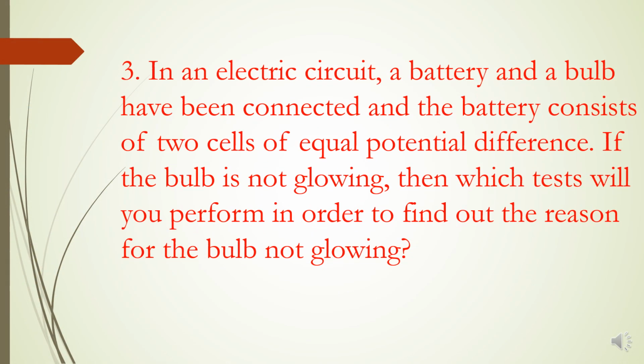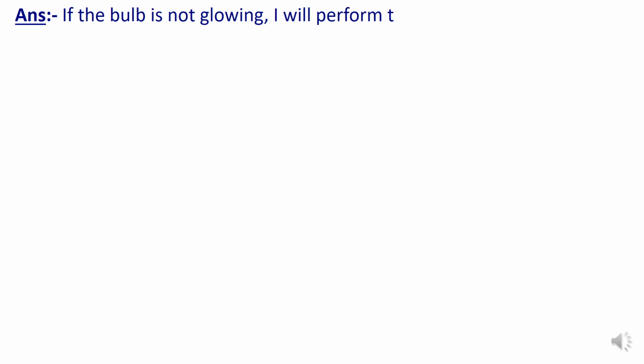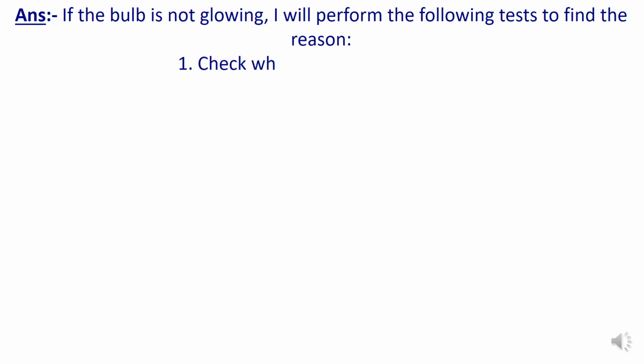Question number 3. In an electric circuit, a battery and a bulb have been connected and the battery consists of two cells of equal potential difference. If the bulb is not glowing, then which test will you perform in order to find out the reason for the bulb not glowing? Answer. The bulb is not glowing. I will perform the following tests to find the reason.